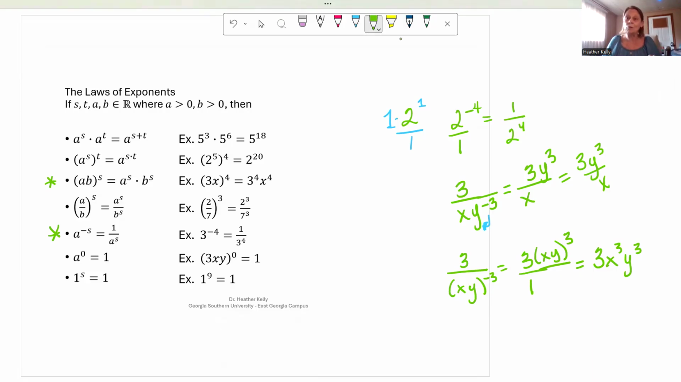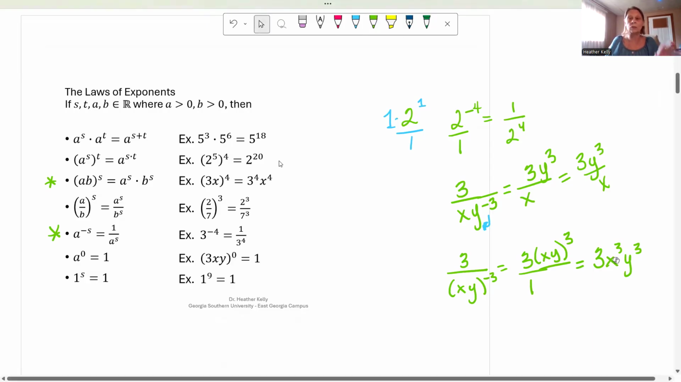And also anything raised to the 0 power, it doesn't matter what it is, equals 1. And of course, 1 raised to any power is also equal to 1. All right, just wanted to remind you of these laws of exponents.